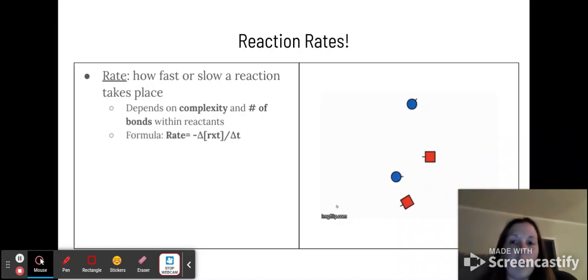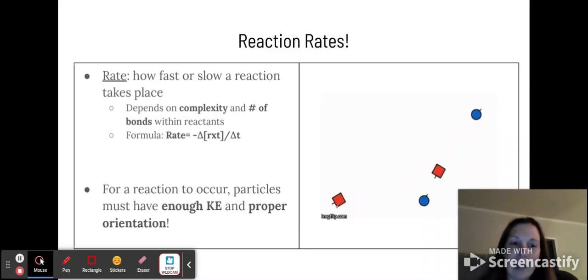Your formula for rate is equal to negative change in reactants over change in time. So we have to look at the negative change in reactants because we know that change is calculated as final minus initial, where you start out with 100% reactants. And over time, as those reactants change to product, your amount becomes less and less. So you're going to have a smaller number subtracting a large number, which is why we have to have that negative out front to counteract that, because we cannot have a negative rate.